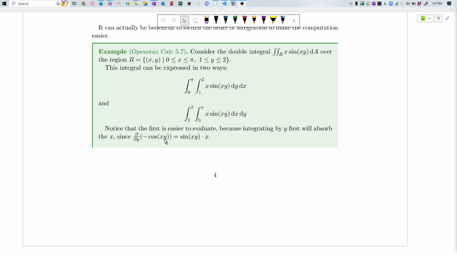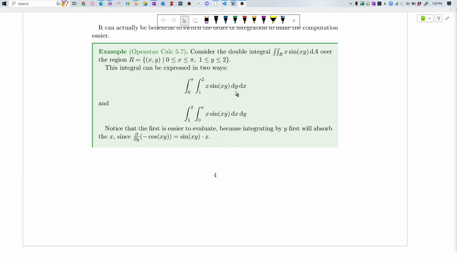But then also you have a chain rule. So the partial derivative with respect to y of the function xy is going to be x. So you end up getting an extra x coming out from chain rule when you take this derivative. That's why the x gets absorbed under the integration by y. It's because x actually shows up as part of chain rule. It gets canceled by the reverse chain rule, I guess.